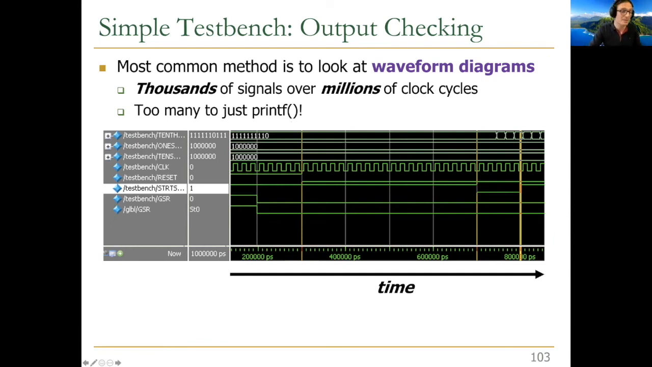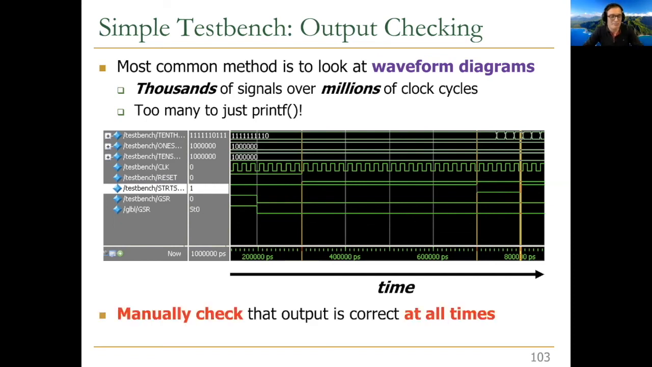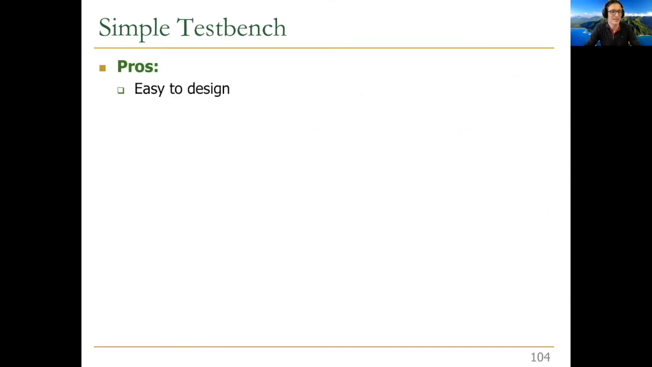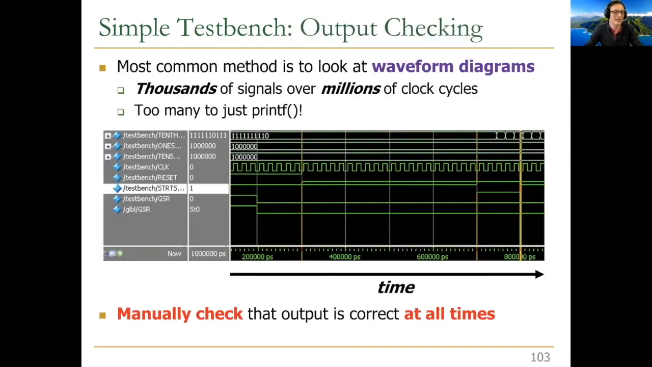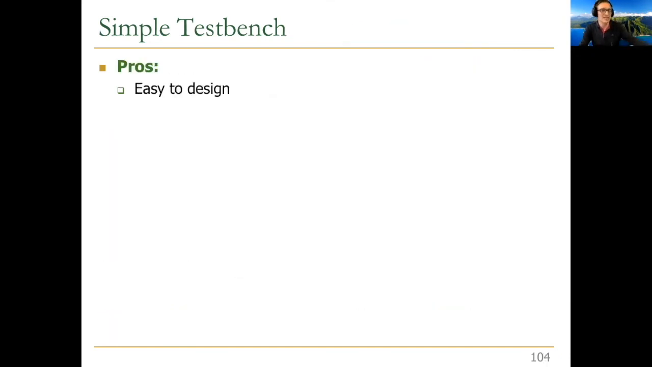Waveform also may not be a great way of debugging if you have many, many outputs, for example, if you need to check a lot of things. So manually checking that output is correct at all times is good when you're learning, when you look at small circuits, but it doesn't work very well with very large circuits. So the pros of the simple test bench, completely manual, is that it is easy to design.